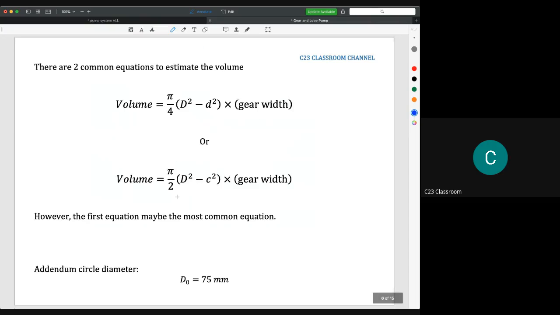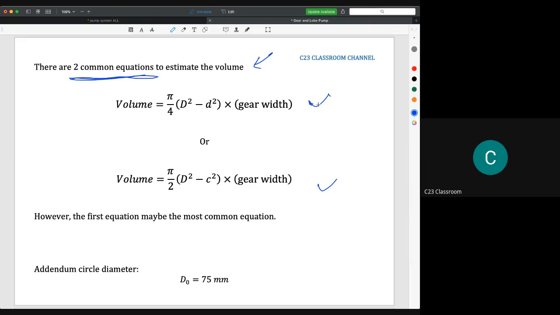Okay, so these are the two common equations to estimate the volume of the gear pump. As I said, we have difficulties measuring exactly the volume of the gear pump, so we need to compare with the experimental works, but at least we have equations to estimate. So first is this one, and the second is this one.